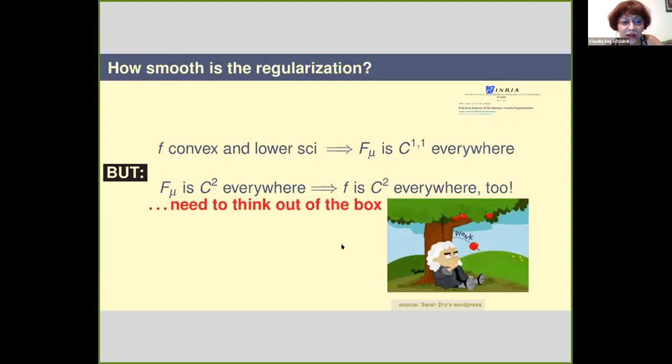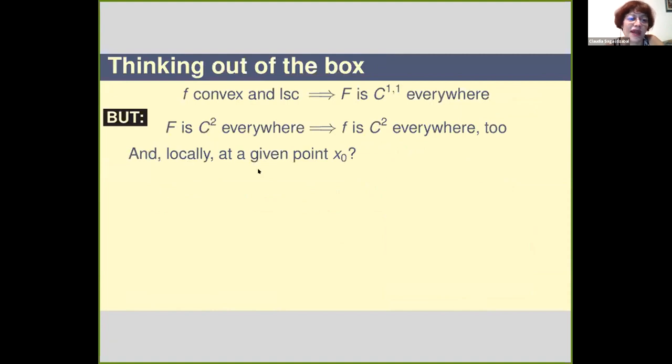We need to think in a different way, and from now on, I will forget about mu and write only capital F. It's the Moreau envelope with a parameter mu. So what happens if instead of trying to find a Hessian everywhere, we require that at a given point x0, the Moreau envelope has a Hessian?